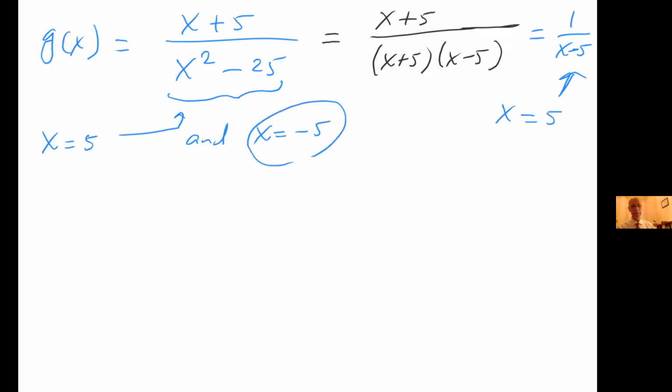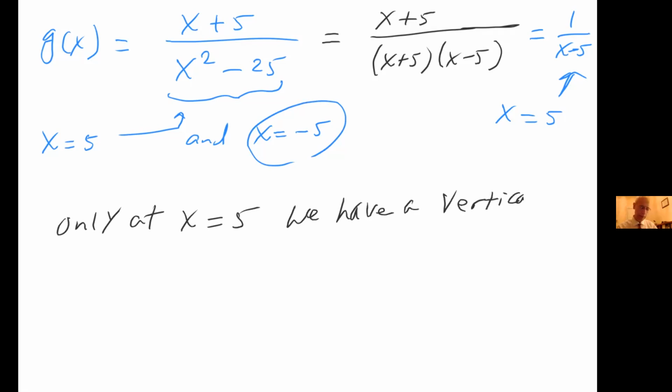So what happens in here? It is true that both +5 and -5 make the denominator of g of x 0. But we have to remember that g of x was not in its most reduced form, so it wasn't a proper rational function. So the answer for this one is that only at x equals 5 do we have a vertical asymptote.